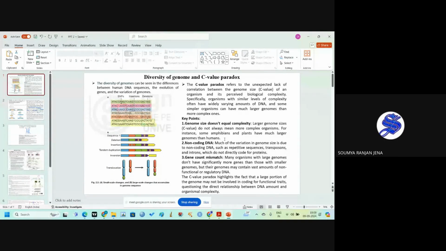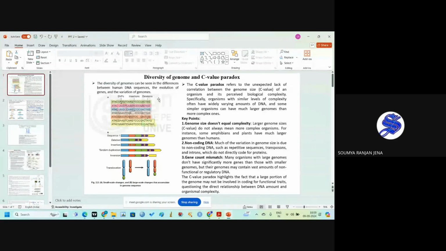We discuss the diversity of the genome, how diversity happens in human genomes. This diversity of genomes can be seen in the differences between human DNA sequences. How these human DNA sequences vary by evolution of the genes and the variation of the genomes. We take a small example of single nucleotide polymorphism.